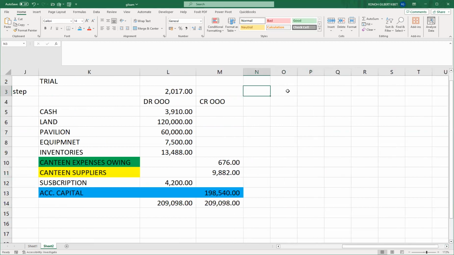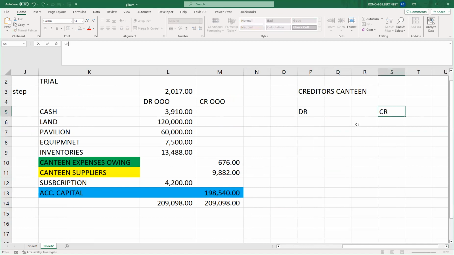The second step, we will open the creditors account. But this creditors account is specifically for canteen. Now we will have debit on this side and credit on this side. Balance brought forward, you can look at, is the same as this. That is 98,982. Balance carried forward, which should be on the debit side, for 2018, that is 10,020.